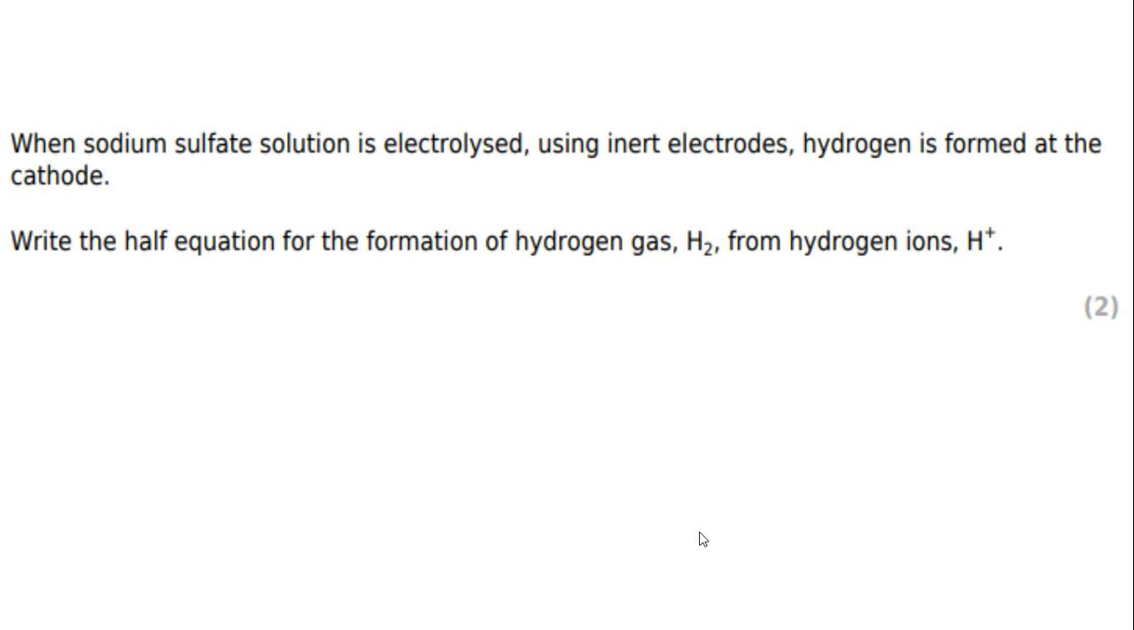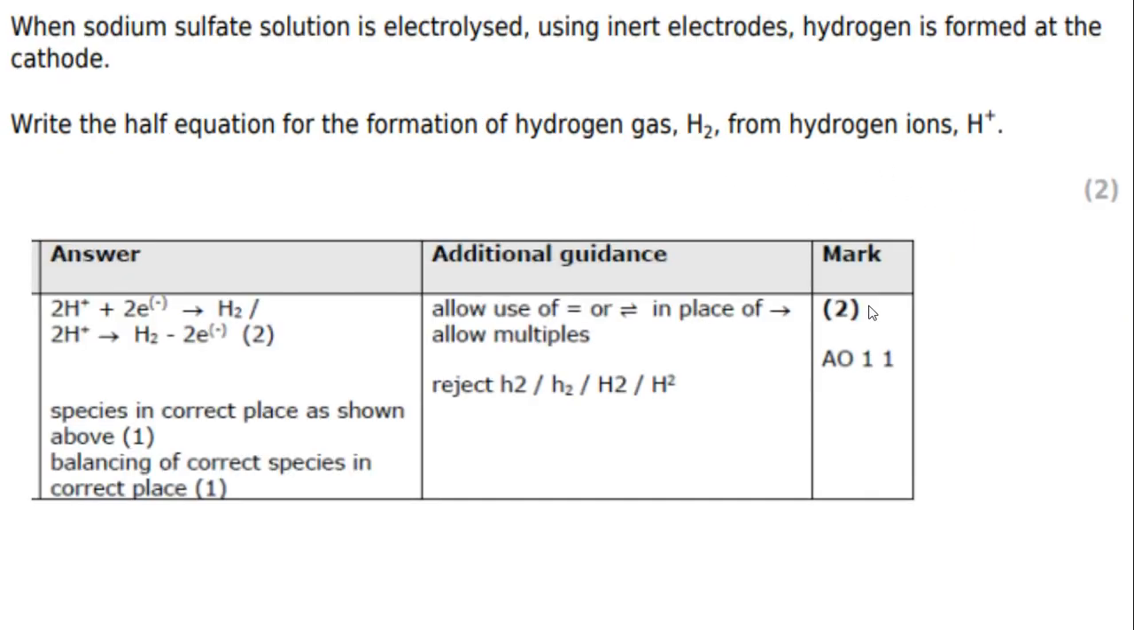When sodium sulfate is electrolyzed, using inert electrodes, hydrogen is formed at the cathode. So this is another question. Write half equations for the formation of hydrogen gas from hydrogen ions. So the formation of hydrogen gas means that this must be the product, and it's from hydrogen ions, so this is the reactant. And so the reactant starts on the left-hand side, 2H+, and the product goes on the right-hand side, so that's H2. But then you have to appreciate that we need a pair of electrons to be attached to the 2 hydrogen ions in order to make H2. And that is worth 2 marks.